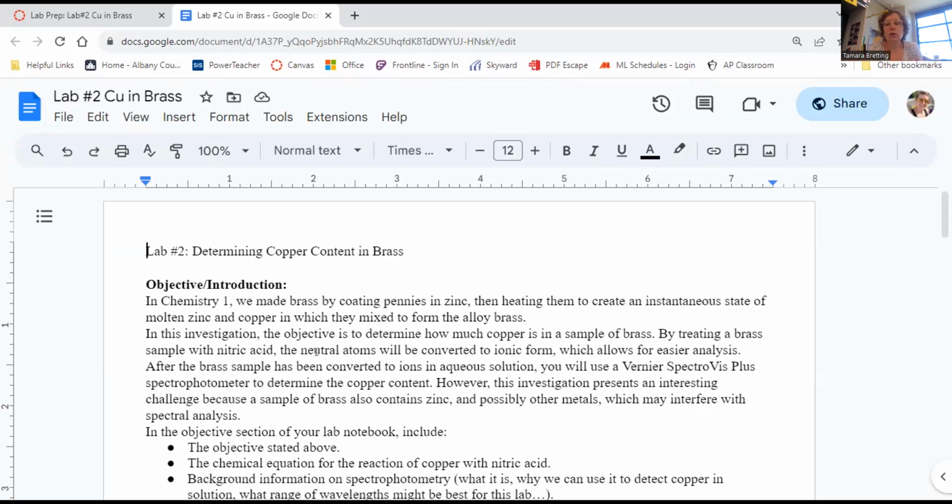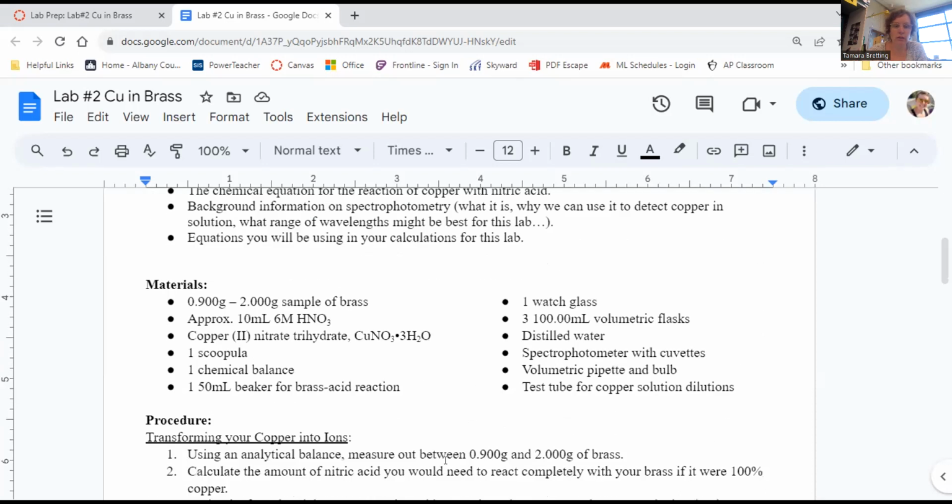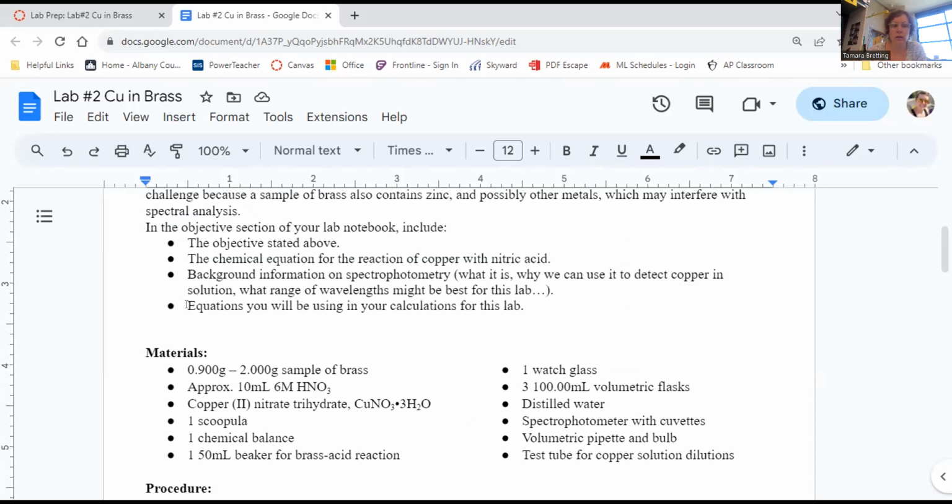Now we can use absorbance to find concentration because of Beer's law. So remember, that's going to be one of your equations. When I talk about which equations you're going to be using, you're going to be using Beer's law. So absorbance equals epsilon b c, epsilon being the molar absorptivity, b is the path length, c is the concentration. Okay, we're going to make a Beer's law graph for copper nitrate so that you can use your graph to determine the concentration by using the linear equation that you're going to create from your graph.